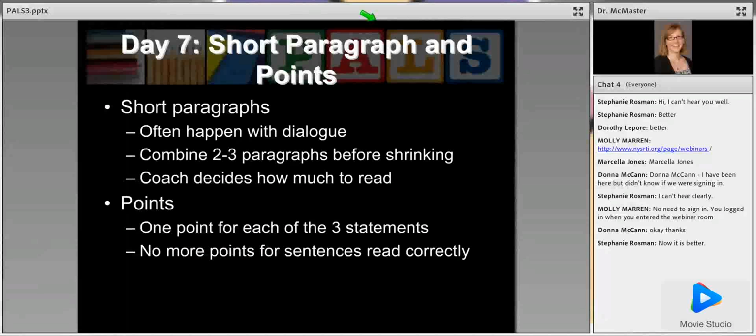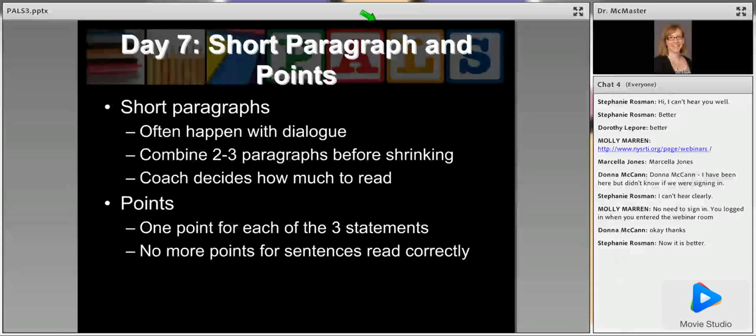So one of the main things on day 7 is about short paragraphs. The students learn that short paragraphs sometimes happen as they're reading, often when there's dialogue, so when characters are talking to each other. When that happens, it's sort of hard. If a paragraph is just one sentence, it's hard to come up with a good summary, but they can combine 2 or 3 paragraphs and shrink those together. So that's going to be up to the coach to decide whether they just read one paragraph or whether they need to combine a few short paragraphs.